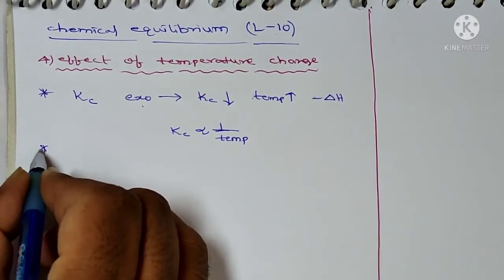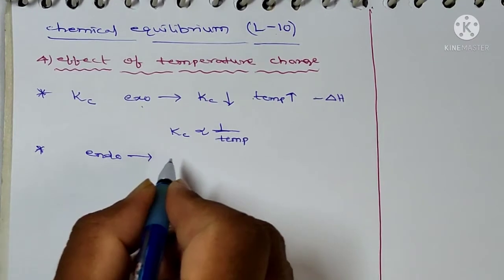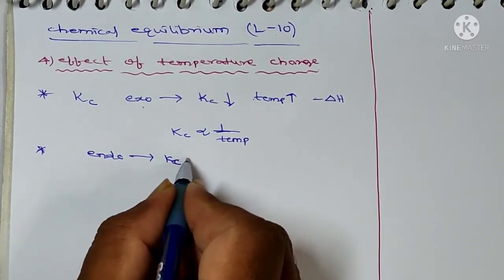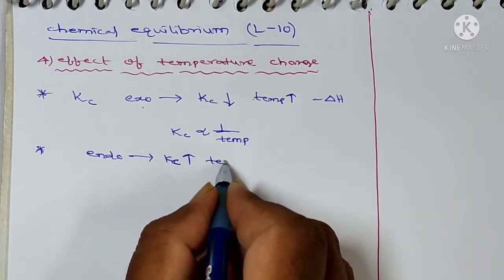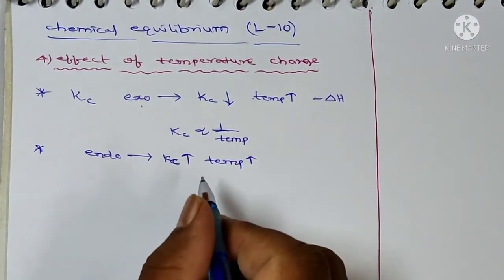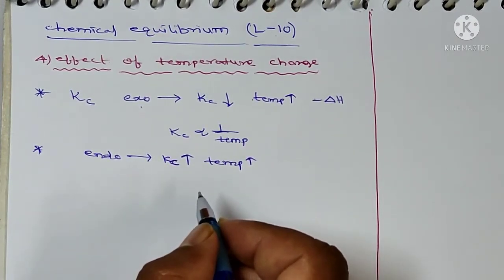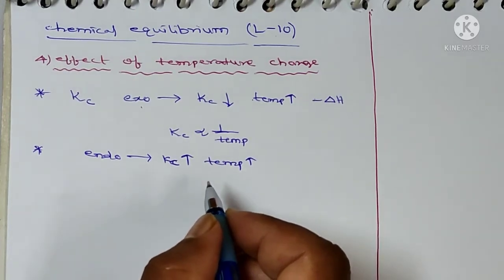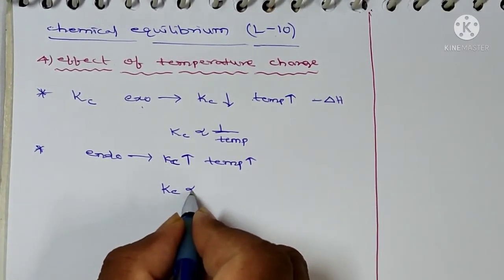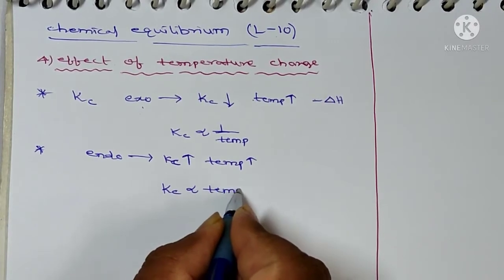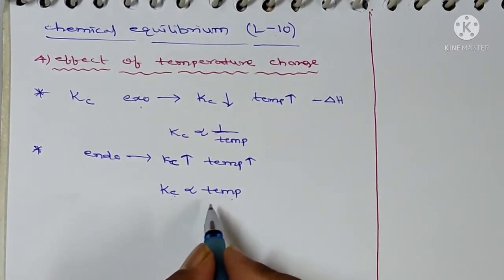And in endothermic reactions, the equilibrium constant Kc increases with the increase in temperature. Endothermic reactions are reactions in which heat is absorbed. So in an endothermic reaction, Kc is directly proportional to the temperature.